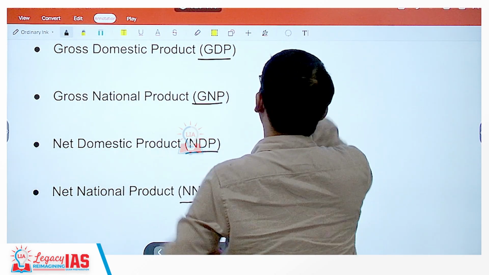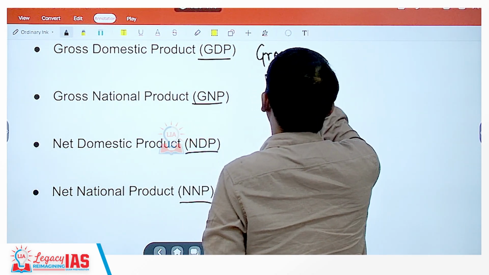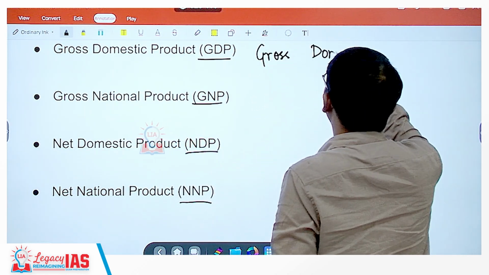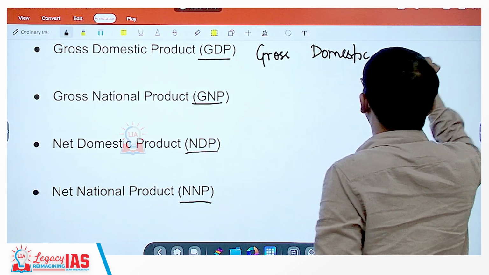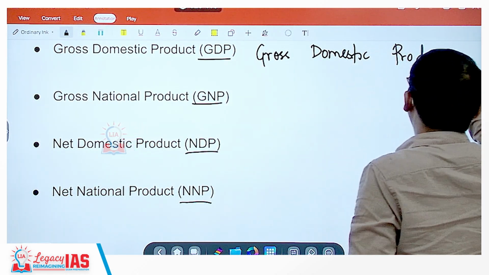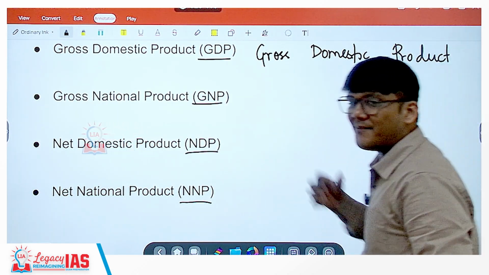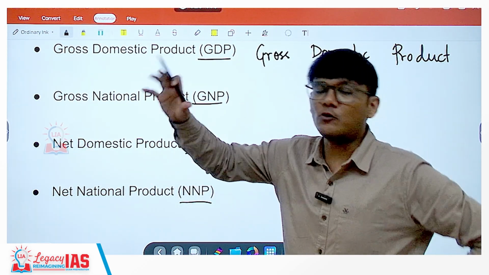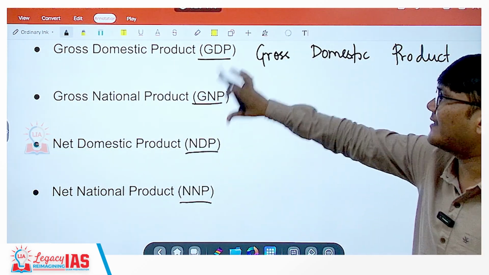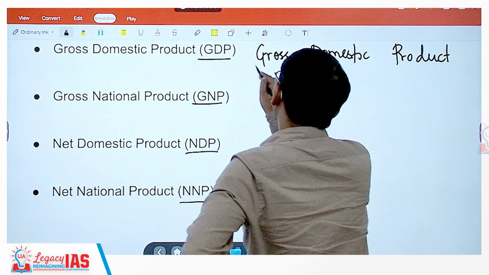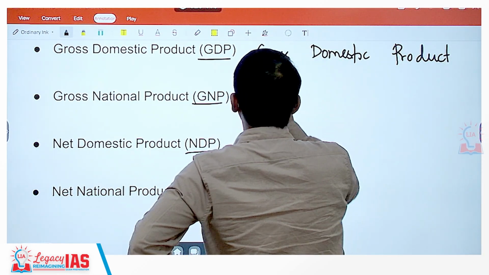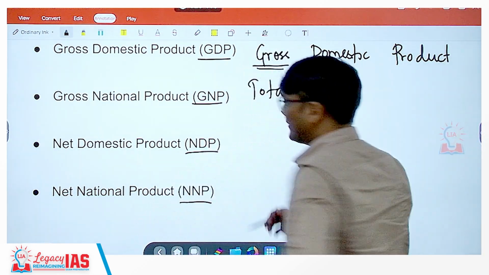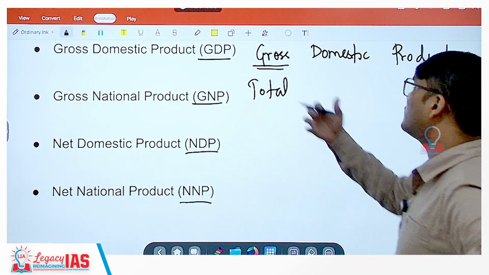What is gross domestic product? Now if you look at it, the name itself gives the hint or gives the answer. Let's try to break it down. Before I explain, let's break down the name itself. What do you mean by gross? By gross you would mean total. For example, your gross salary, it is the total.